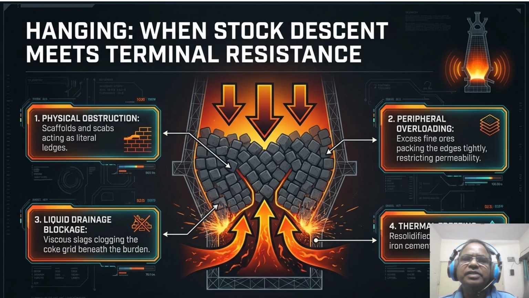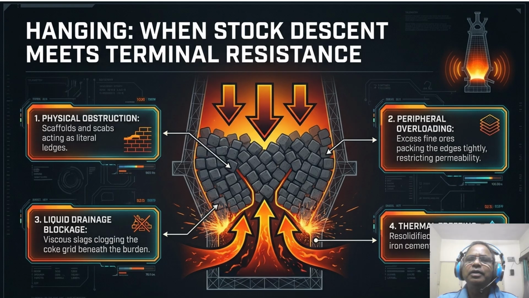The result is a total stop of production and a massive buildup of pressure under the hang. If that pressure lets go all at once, you get a slip, and that is when things get dangerous. But before we address the slip, we must recognize that not all hangs are created equal.